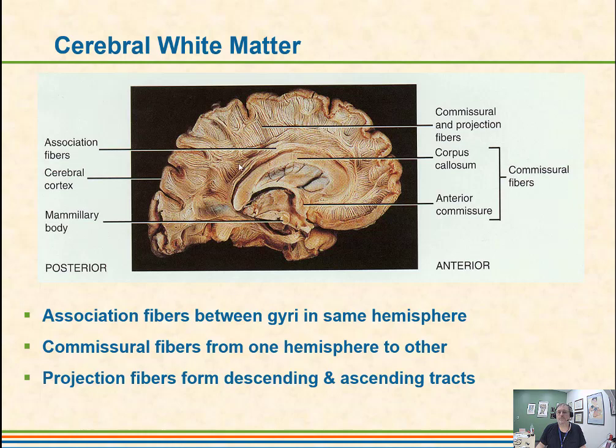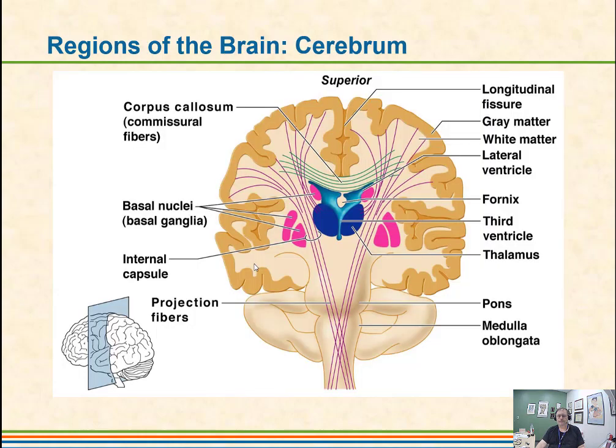And then we have projection fibers that actually extend outward and go to the cranial nerves and the peripheral nervous system. Now, these projection fibers actually cross. And as a result, the right side of the brain takes care of the left side of the body. The left side of the brain takes care of the right side of the body.